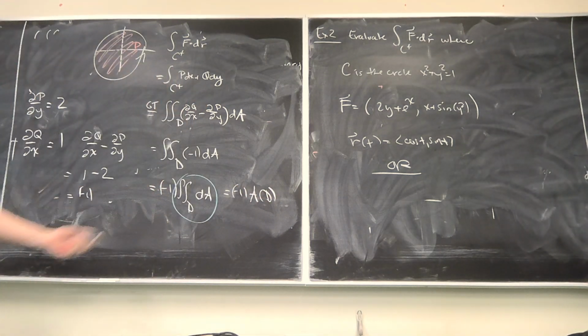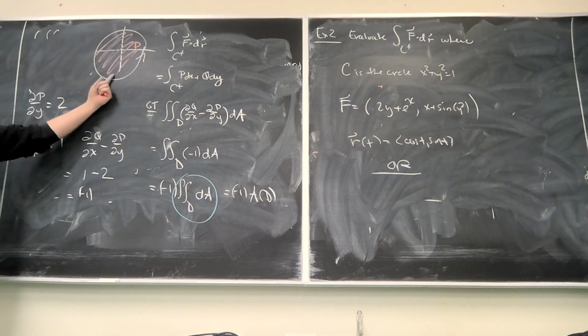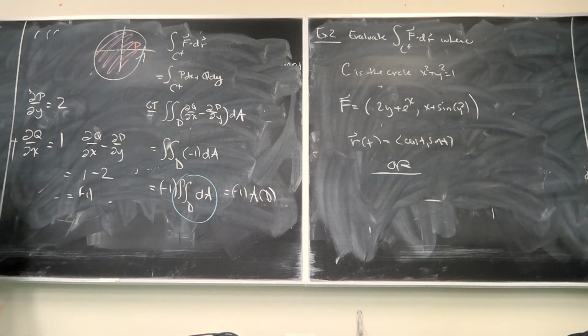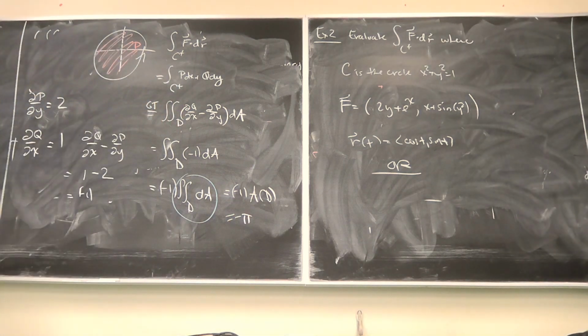Now, if you want to, you could put this in polar coordinates and integrate it up as a double integral, or you could observe that the region we're integrating over is a circle of radius 1. So what's the area of the region D? Pi. So this whole thing is minus pi. You solved an integral without doing any integration. The best kind of exam questions.